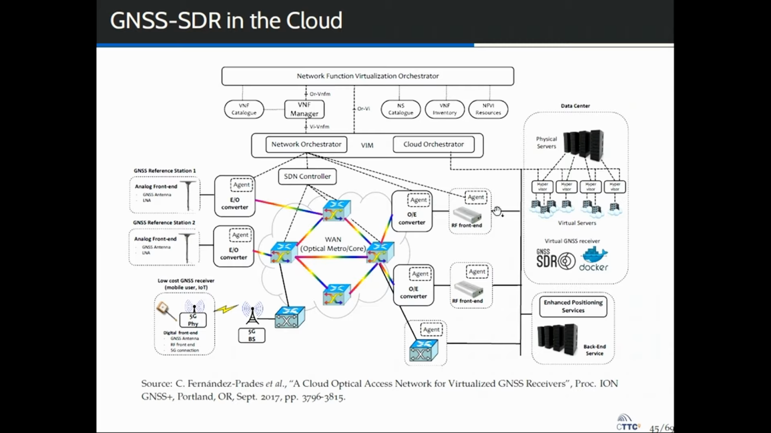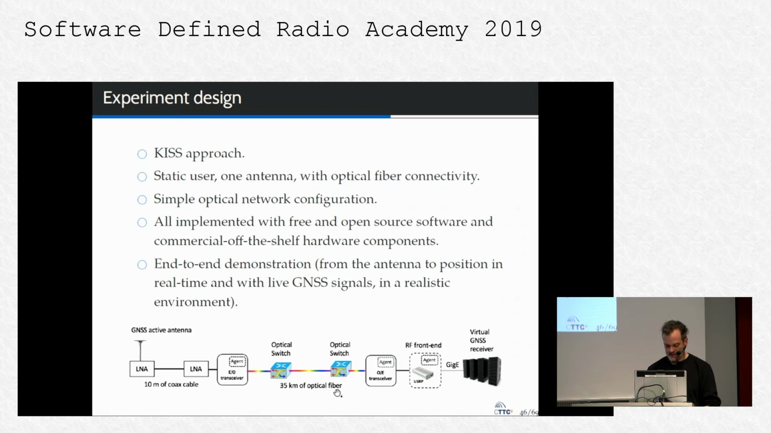And then we did an experiment to check if this actually worked. We have one antenna, a couple of amplifiers, the electrical to optical transceiver. Here we have light. Then we have an optical switch, 35 kilometers of optical fiber, then another optical switch. Then we converted light into radio frequency into bits, and we injected that into a computer.